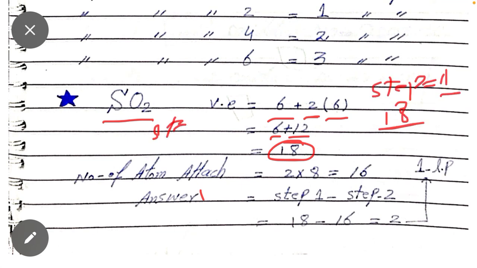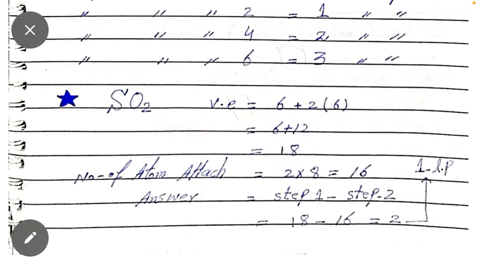Now step 2, number of atoms attached. If the attached atom is anything except hydrogen, then multiply by 8. Here oxygens are attached, so multiply by 8. There are 2 oxygen atoms, multiply by 8, the answer is 16.